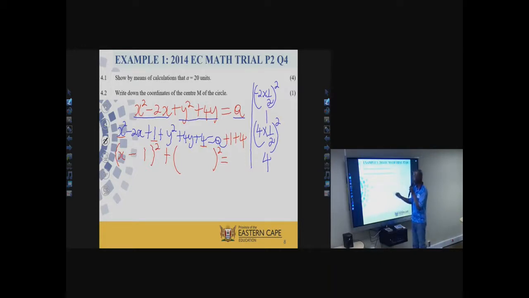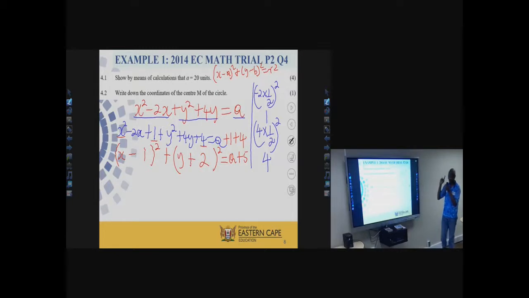Then coming to y, you do likewise. Square root of the first term, y, sign of the middle term, plus, square root of the third term, 2, and then you are done. Then the right hand side is just a plus 5. So you've got this in that format, x minus a all squared plus y minus b all squared is equal to r squared. Take note, whatever is on the right hand side is r squared.